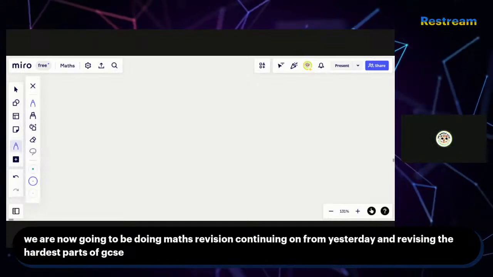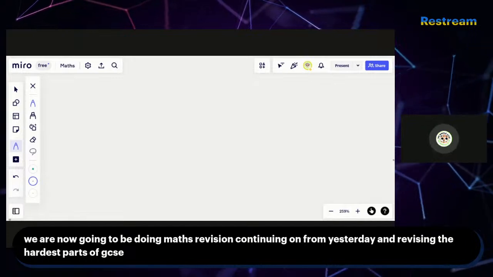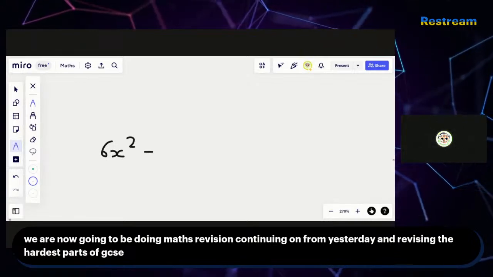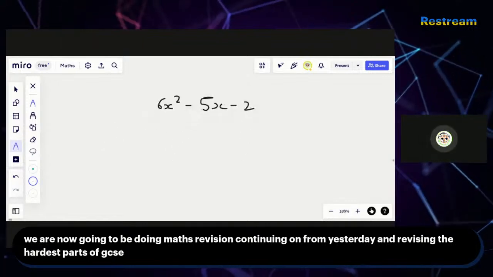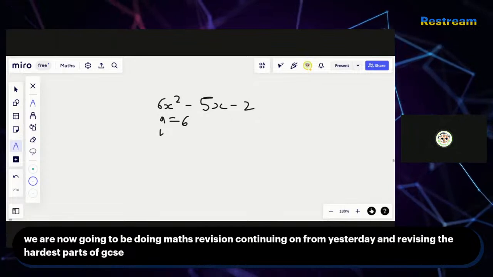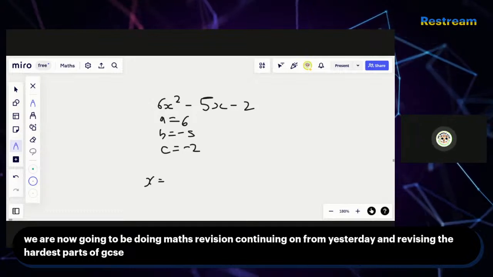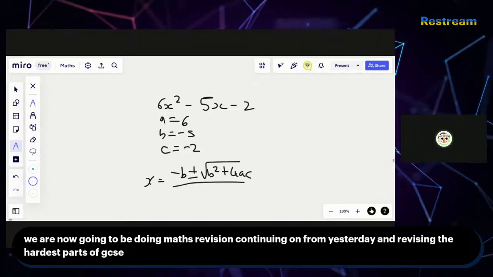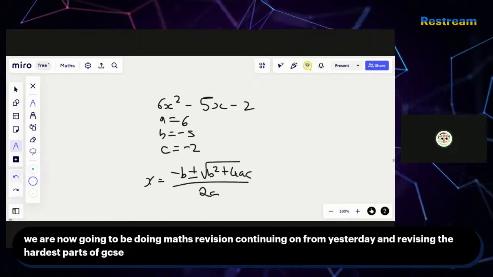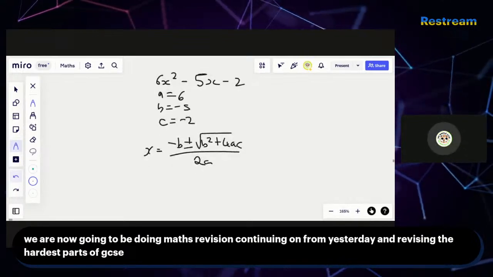Okay. So let's put it into action. So say if we wanted to find the roots of 6x squared minus 5x minus 2, what you would do is you know that a is equal to 6, b is equal to minus 5, and c is equal to minus 2. So when we have the quadratic formula, which is minus b plus or minus root b squared minus 4ac over 2a, then what you would do is we're putting them into the equation.